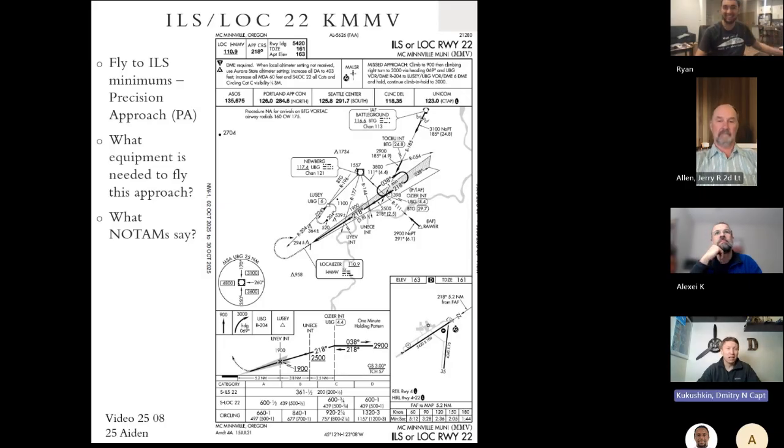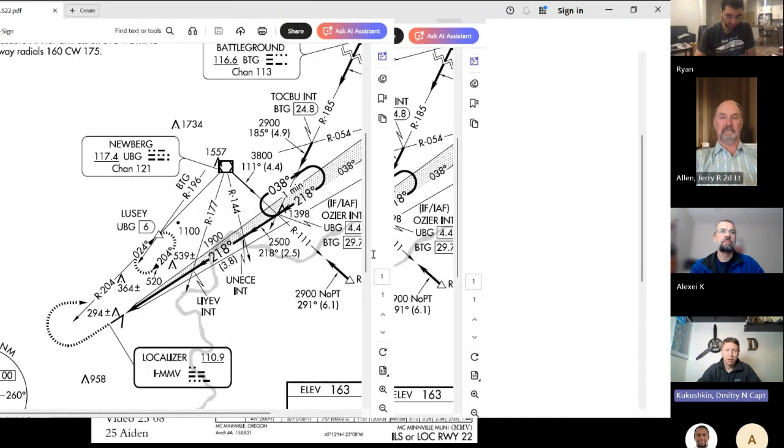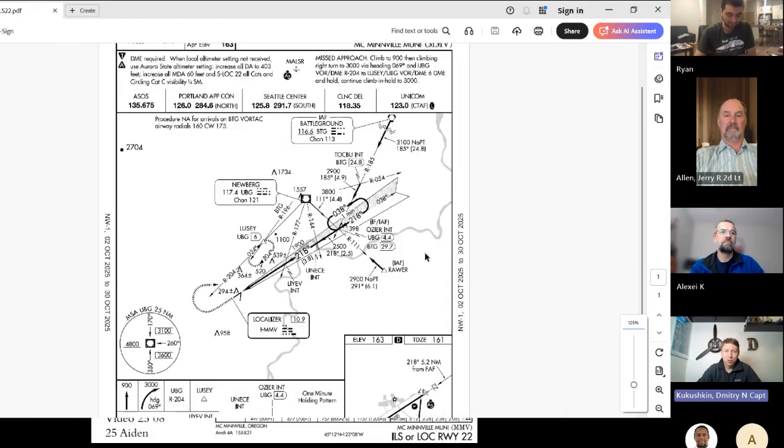Okay, let's go. So, McMinnville ILS-22 approach. First of all, let's bring up a bigger portion of the chart and look at it. What do we have? Fighting with the bar. We have a current plate to October 40th.